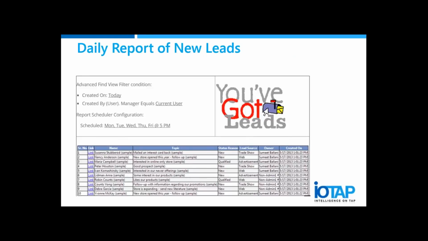This one that you see right now is the marketing related report. This is the new leads report. Basically, you can schedule this every day in the evening, and this will show you the list of all the new leads that have been generated in the system, added to the system.